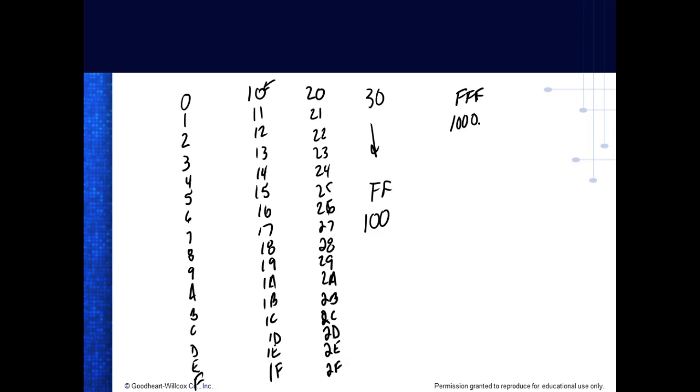So that's why we count in hex. What is FFF? I don't know. What is it, like 15 times 15 times 15?